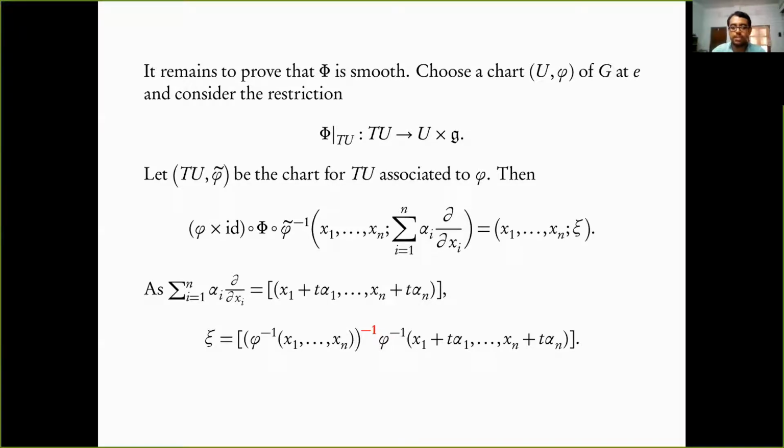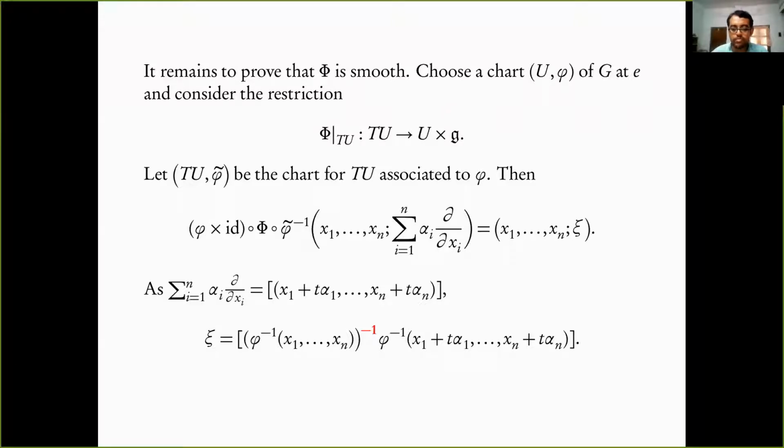But remember what capital phi does? It basically says you multiply by left L G inverse, right? And G at this point is phi inverse of x1, x2, xn. This is now a point in the manifold. The first component, you see the first bracket in xi is phi inverse of x1, x2, xn. This is an element of the Lie group. So you want to left multiply by the inverse of this to the curve that you have obtained by taking phi inverse, correct? So there are three inverses.